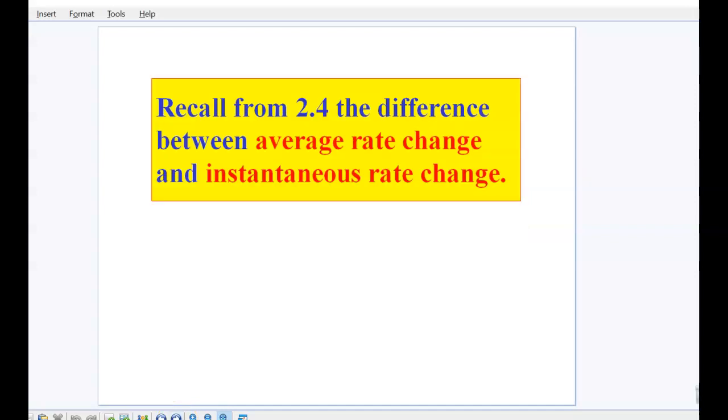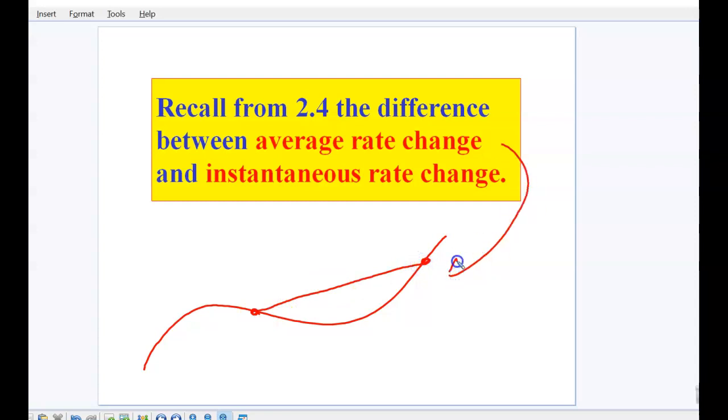So if we recall from section 2.4, the difference between average rate of change and instantaneous rate of change: average rate of change was the slope of a secant line. So if we had some curve and we had 2 points and we found the slope of that secant line, that would be average rate of change. But if we had a tangent line at one particular point, that would be instantaneous rate of change.